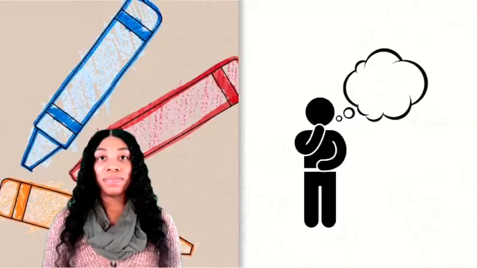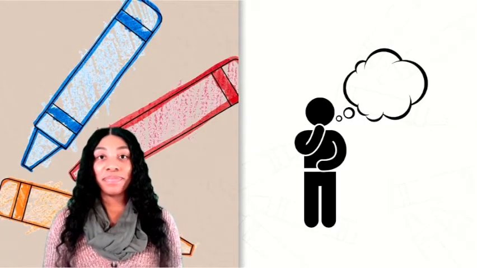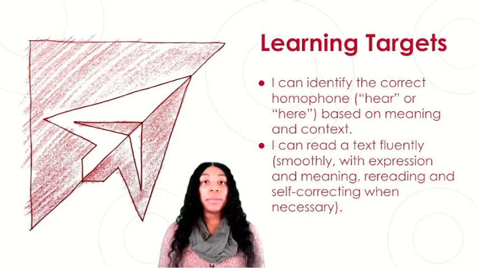Materials! Go ahead and put your thinking cap on. Ready? We have 2 new learning targets for today. Please follow along with me as I read them. Our first learning target is, I can identify the correct homophone, here or hear, based on meaning and context.